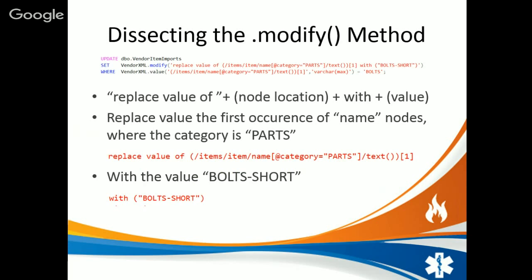So we can see here, this is the syntax for an update or modify. So replace value of, and the XPath location, with, and then your value. Since we're updating a value, you have to reference that location as well with the square brackets, saying replace the first occurrence of the value. That's a required delimiter there. And then you say what you want to replace that value with.